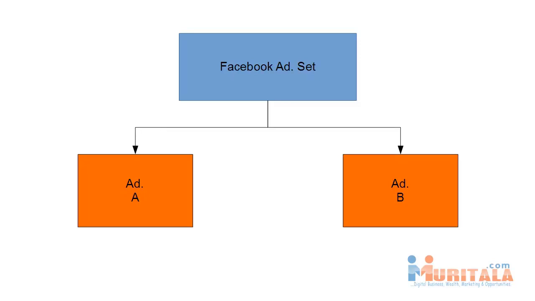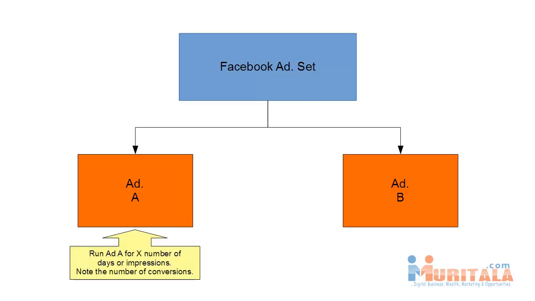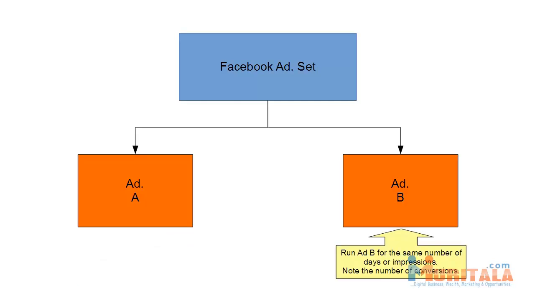First of all, you have your Facebook ad set, and then you have two ads. For the sake of argument, let's call them ad A and ad B. Now, an ad set defines a particular target audience. And it's also used to define your budget, your schedule, and the bid type. So let's say you're going to have the two ads and you run ad A for X number of days or impressions. You then note the number of conversions. You then run ad B for the same number of days or impressions, and again you note the number of conversions.